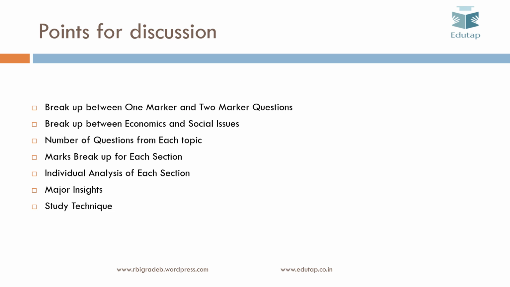So friends, what are the points for discussion in this particular lecture? The first thing that we're going to have a look at is a general breakup between the 1-marker and 2-marker questions, right? Then we will move on and have a look at the syllabus of economics and social issues separately, right? Then we will see how many questions have been asked from economics and how many from social issues. Plus, we will also see the corresponding marks, okay?